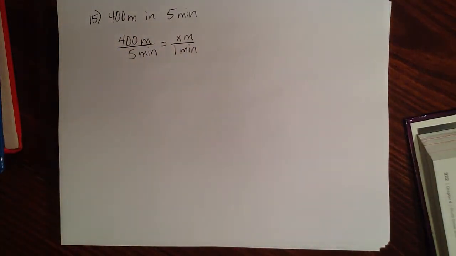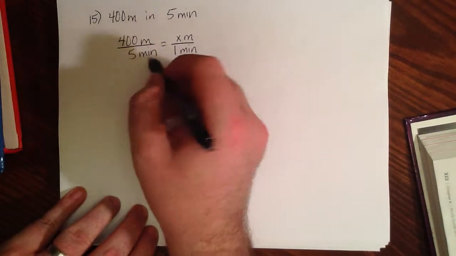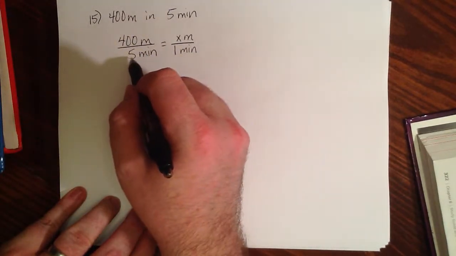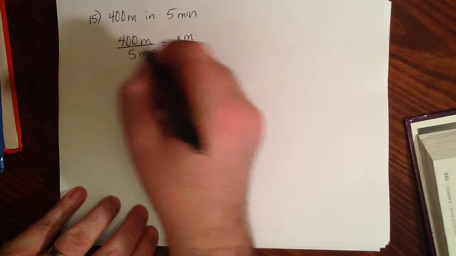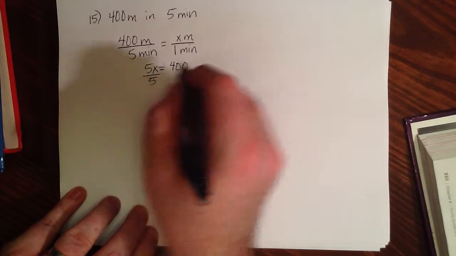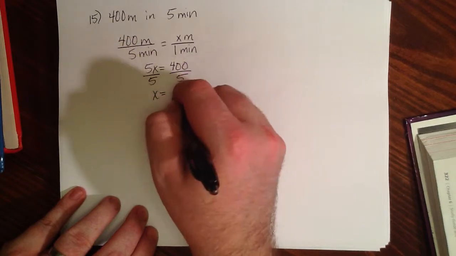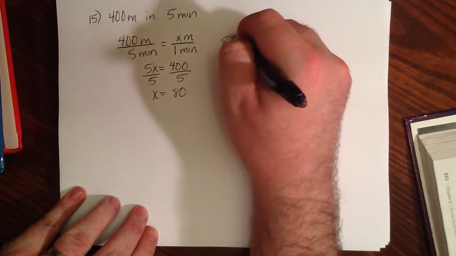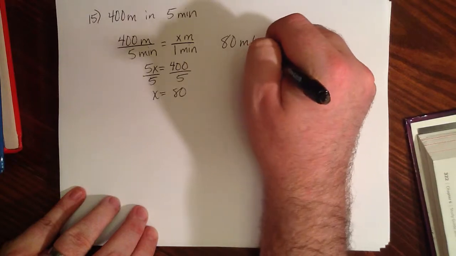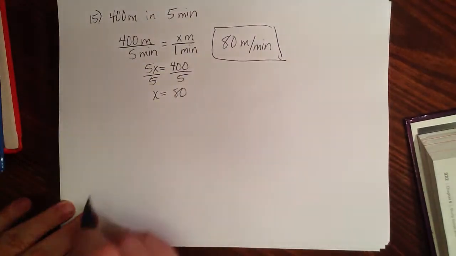Well, you could just use some common sense. 400 over 5, if you divide top and bottom by 5, would mean that you would go 80 meters in 1 minute. But you don't have to do that. You can also just solve by cross multiplying. 5 times x is 5x. 400 times 1 is 400. Divide both sides by 5 since you had x times 5. And 5x divided by 5 is x. And 400 divided by 5 is 80. So that means 80 meters per minute is the unit rate. 400 meters in 5 minutes is 80 meters per minute.